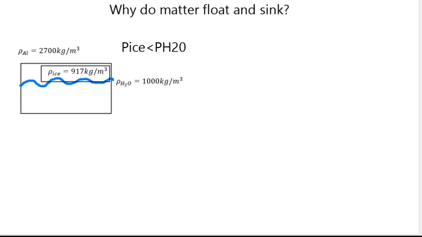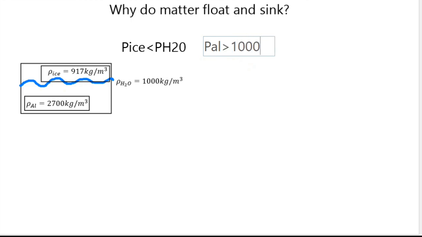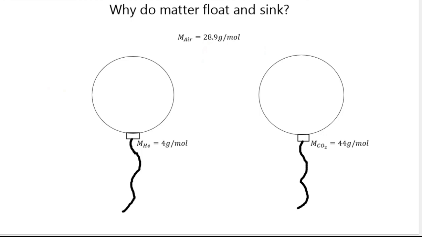So what about the aluminum? That is 2700 kilogram per cubic meter. Will it sink or float? Of course it will sink because it is much more dense than the water. So if you're going to ask yourself how to swim, what you need to do is just be less dense than the water, and then you can just float, right? Of course, if you want to swim, you need to learn how to swim.